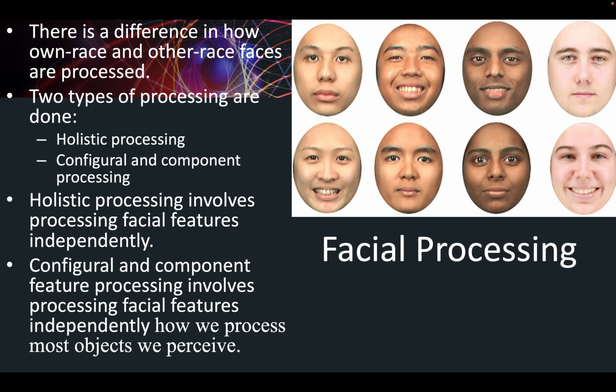There is a difference in how own race and other race faces are processed. Two types of processing are done: holistic processing and configural and component processing. Holistic processing involves processing facial features together. Configural and component feature processing involves processing facial features independently, how we process most objects that we perceive.